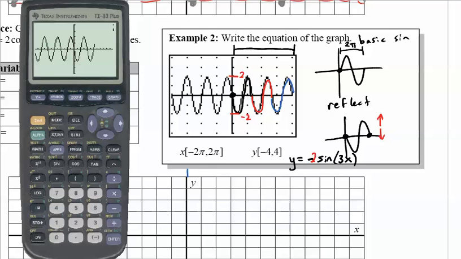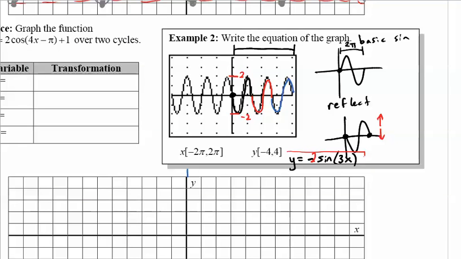And that looks like the same graph. This is not the only answer. In fact, there's infinitely many solutions. You could also do this with cosine, and I'll leave that for you as a challenge.